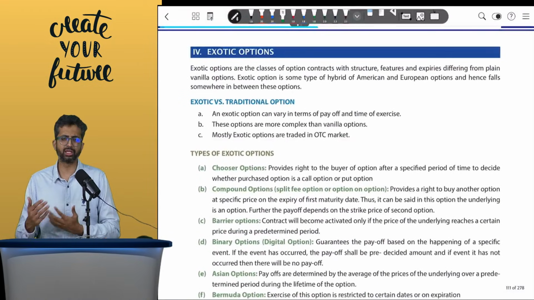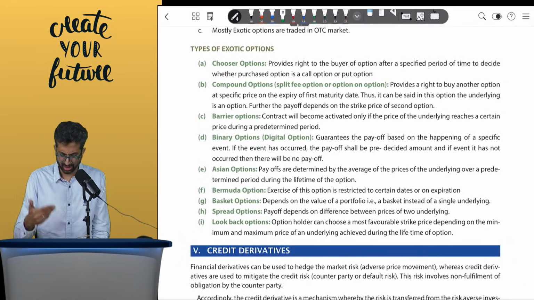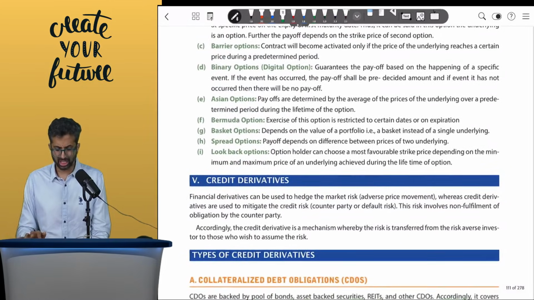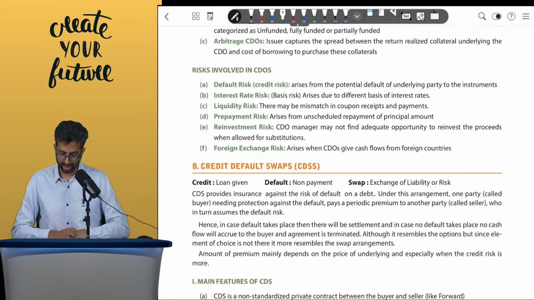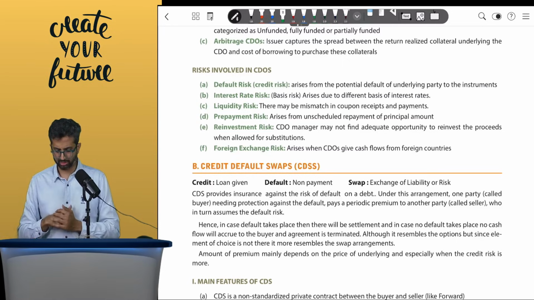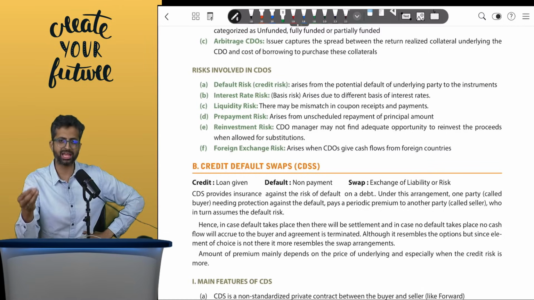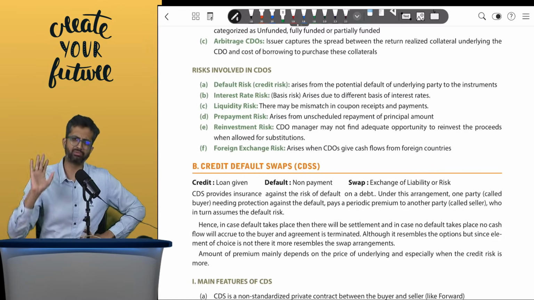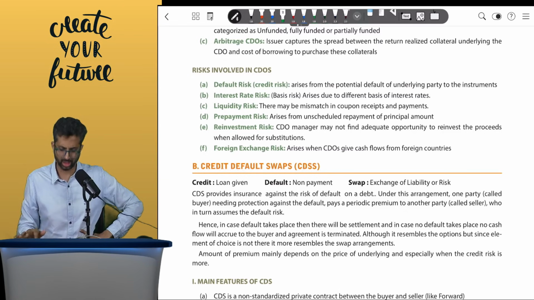A few new theory points have been added in derivatives, like exotic options, which can be chooser options, compound options, etc., for which we have shared some theory videos separately. You can refer to that. Credit derivatives can be collateralized debt obligations or a credit default swap. A CDS, for example, will be something where someone will write a guarantee that if you do not default, nothing happens, and if you default, the writer of this CDS will pay you money. So over here, this is like a protection from default.